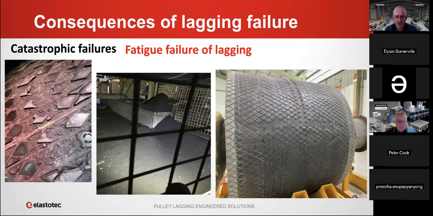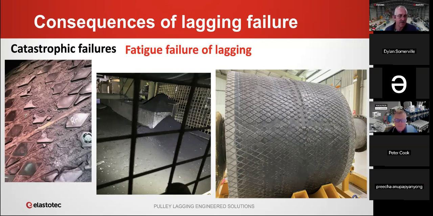The next catastrophic failure is what we call fatigue. This is where the shear forces, the torque, the amount of power that's being put through the pulley is greater than the fatigue life of the lagging. You can see this pulley on the right. This is a drive pulley on, I think, the highest powered conveyor in Australia. It's got 2.5 megawatt drives, and you can see that the diamonds have been severely worn. If you look at these close up, I'll show you a photo later on, but they look like they've melted.